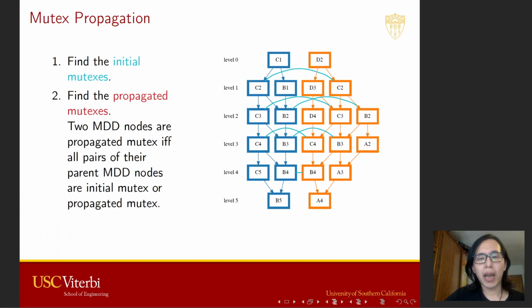Then we need to propagate our mutex. Two MDD nodes are propagating mutex if all pairs of their parent MDD nodes are mutex. For example, here, because C4 is mutex with both orange B3 and orange A2, we can propagate our mutex to this blue C5 and orange A3.